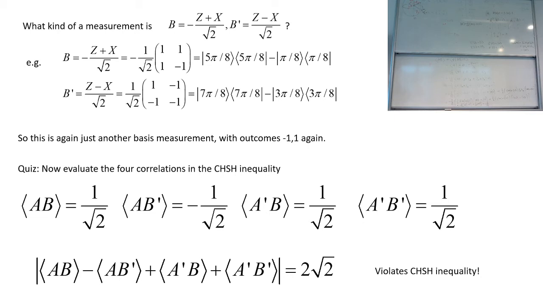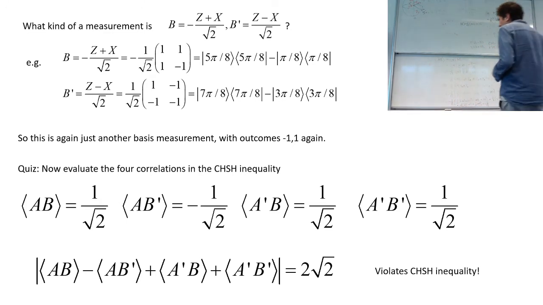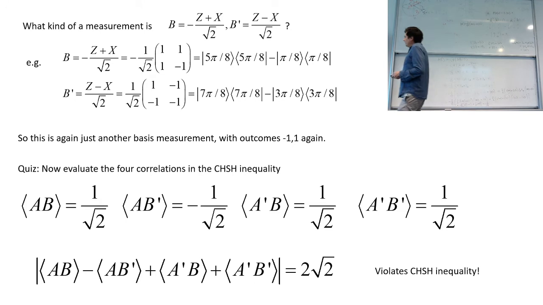Yeah. And then there's the absolute value sign. So this should give 2 root 2, which is larger than 2. So ignore my calculation. I've got a minus sign definition wrong somewhere in my calculation. So it gives something bigger than 2.